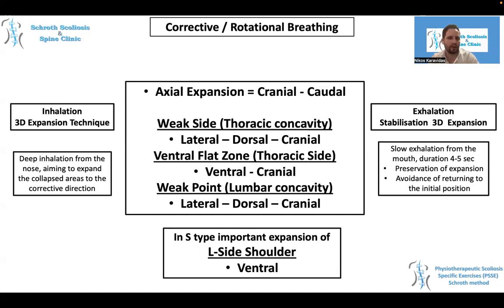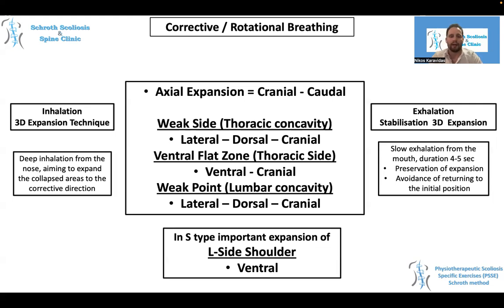And we have the expansion on the weak side, so the thoracic concavity, weak point, the lumbar concavity, and the ventral flat zone to be always, for the weak side and the weak point, lateral dorsal cranial, and for the ventral flat zone to be ventral and cranial.